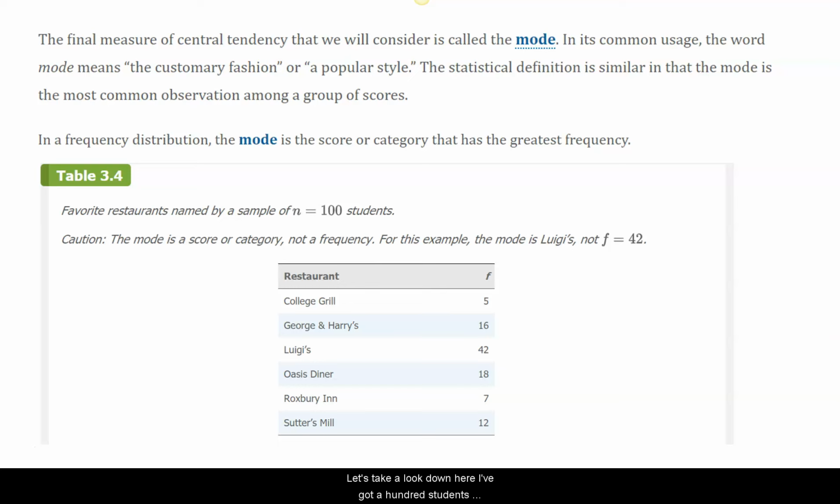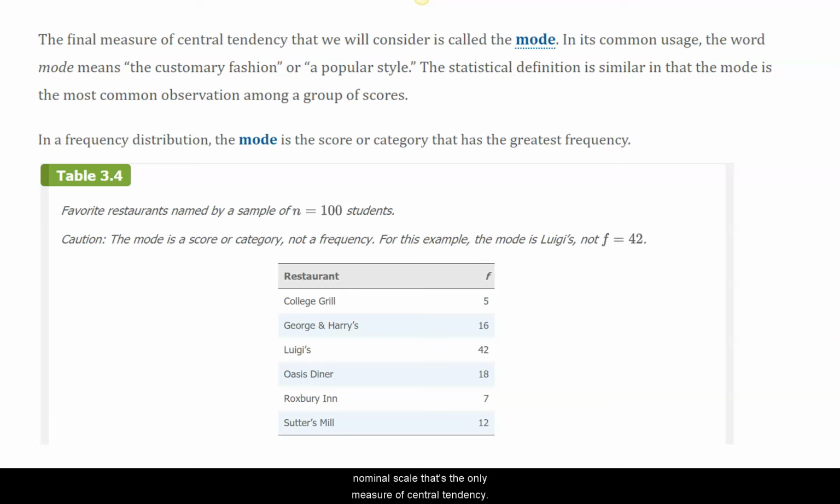I've got 100 students that rated their favorite restaurant in a hypothetical town. You can see right away the most popular choice was Luigi's, but Luigi's was not the favorite of the majority, only 42%, or 42 over 100. So we've got to bear that distinction. And of course, it's possible to have more than one mode. We could have had two 42s. There could have been two restaurants that tied at 42.